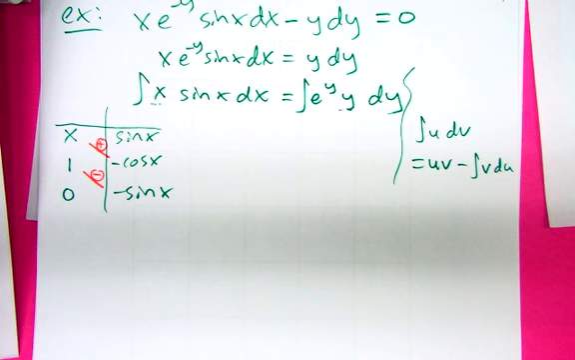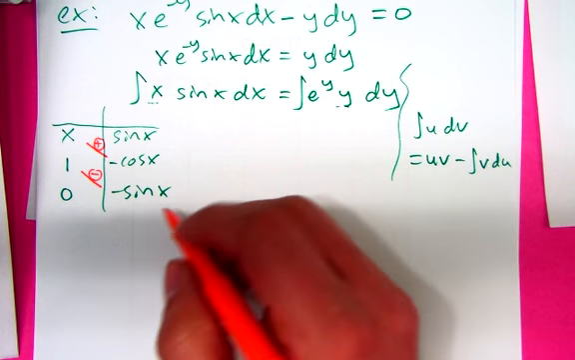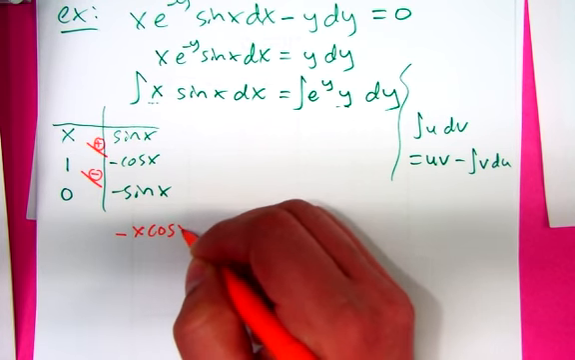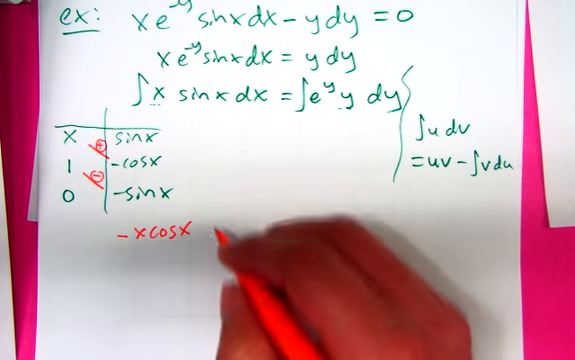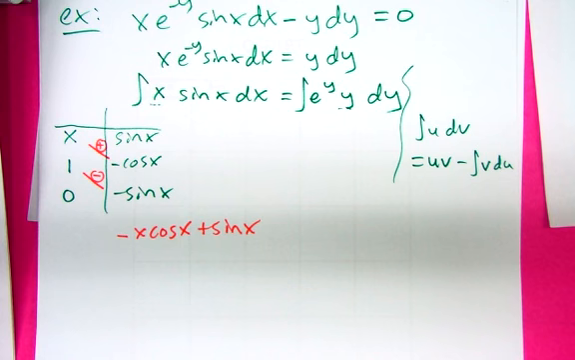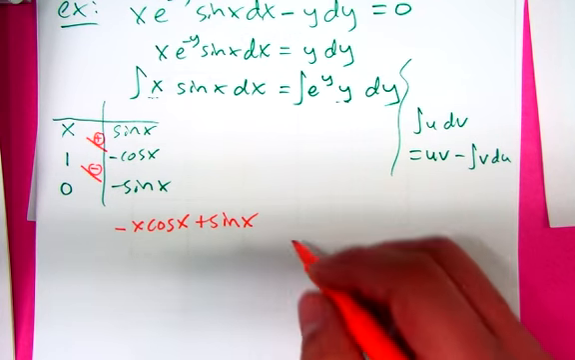Okay? So then on the left-hand side, when you're done integrating, you should get negative x cosine x plus sine x.